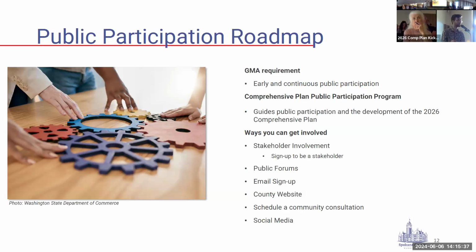And lastly, we are also making sure to do a great social media campaign. We'll be using the county social media just to help give you information on when public forums and different meetings are taking place again, so you can have the most up-to-date information to make informed decisions. And next, we're going to get into the different element and chapter components. And I'm going to pass this off to Tate Andre to go over the land use and housing elements.